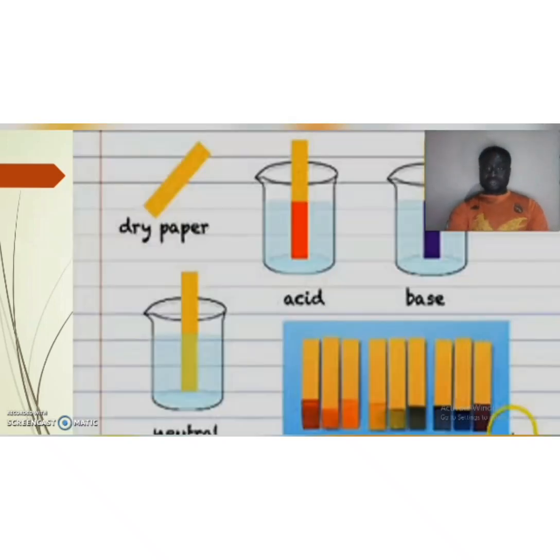So this is an example of the litmus paper I talked about in the previous slide. Now, if you dip red litmus paper into a base, it will turn blue, as you can see here. Then if you dip a blue litmus paper into an acid, it will turn red. So that's just an indication of the presence of acids in different materials.